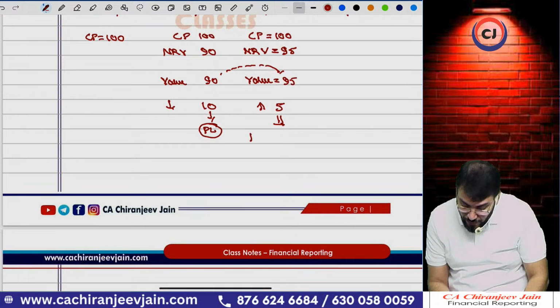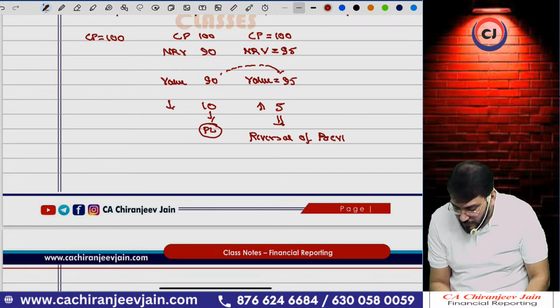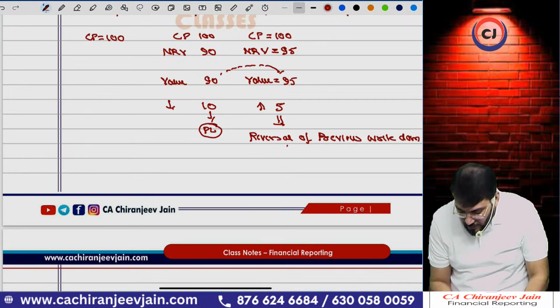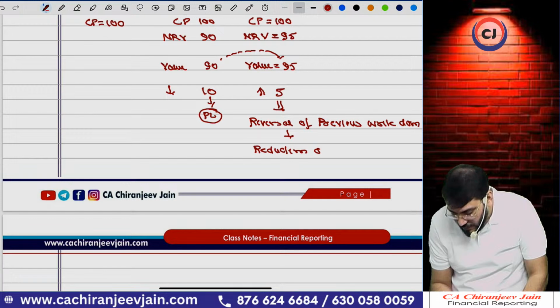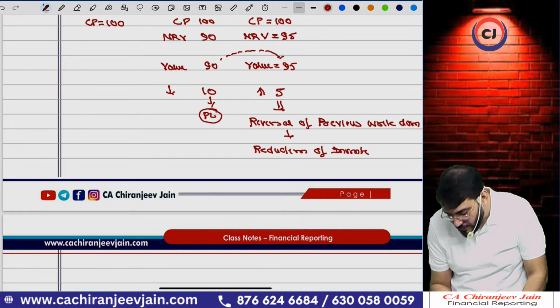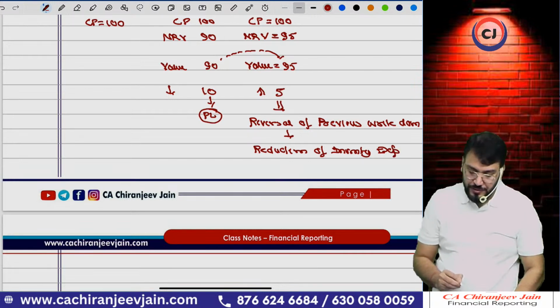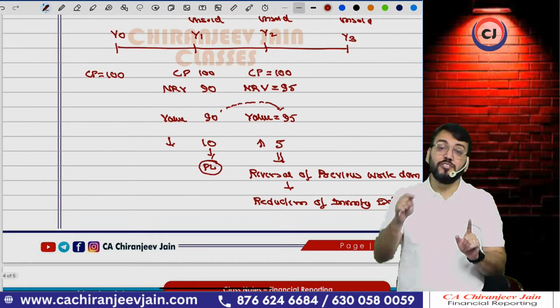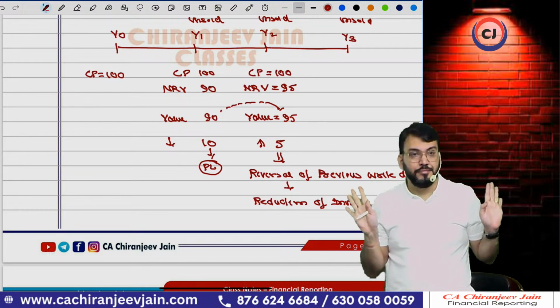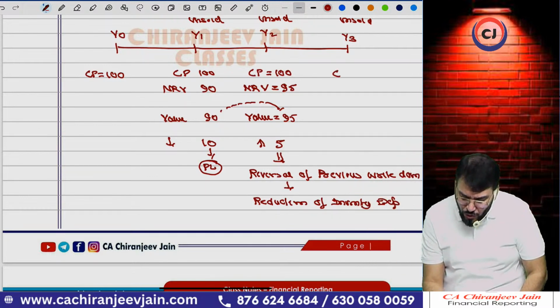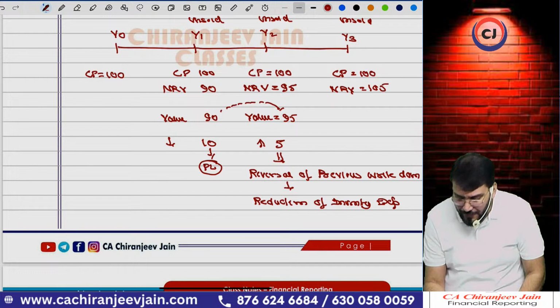So this is a reversal of the previous write down, and will be treated as a reduction of inventory expense, the inventory expense of the year in which the reversal happened. So this will be a reduction of inventory expense of which year? Year 2. Then third year, suppose cost price is 100 and suppose the market improves and now it becomes 105.